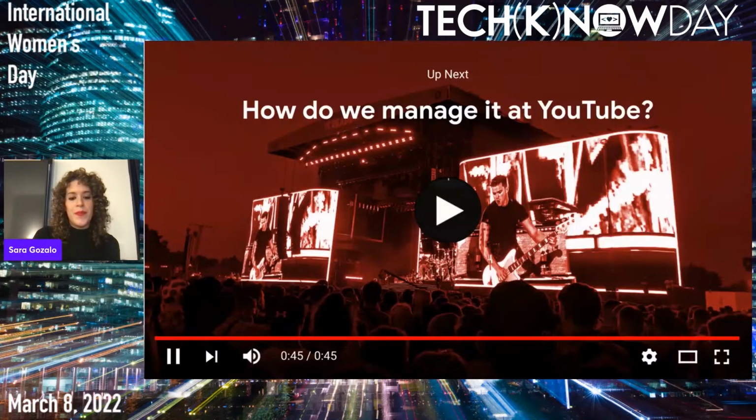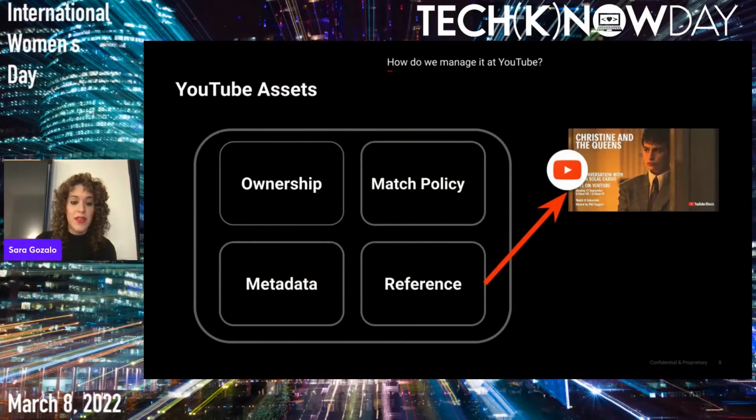But how do we manage this at YouTube? How do we manage music metadata at YouTube? Well, the first thing that we need to speak about is YouTube assets. Why? An asset is the way that we have to store metadata. Metadata about videos, metadata about tracks, and metadata about every single content that we have at YouTube.